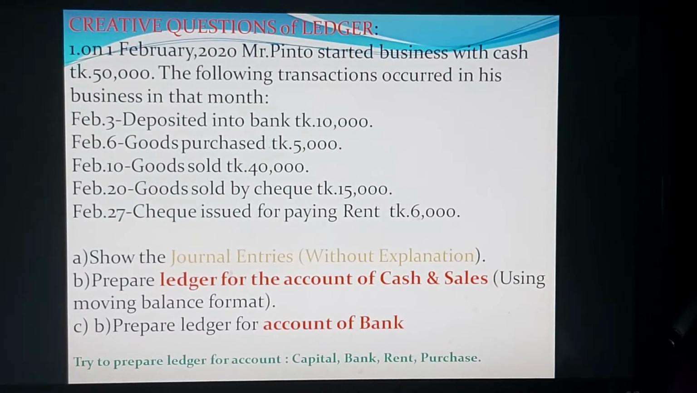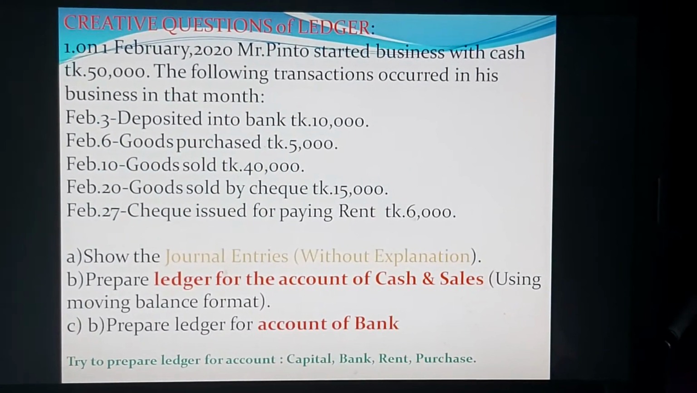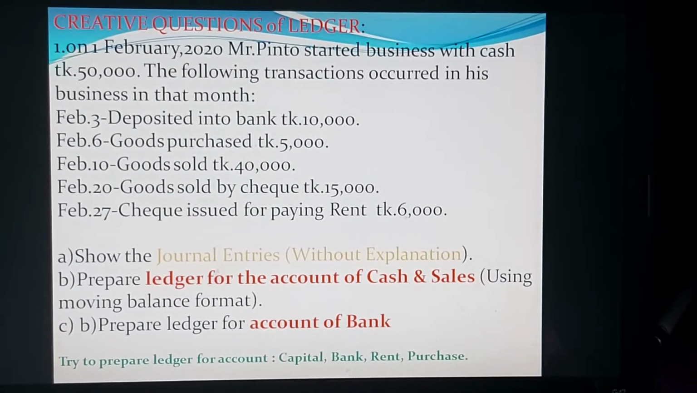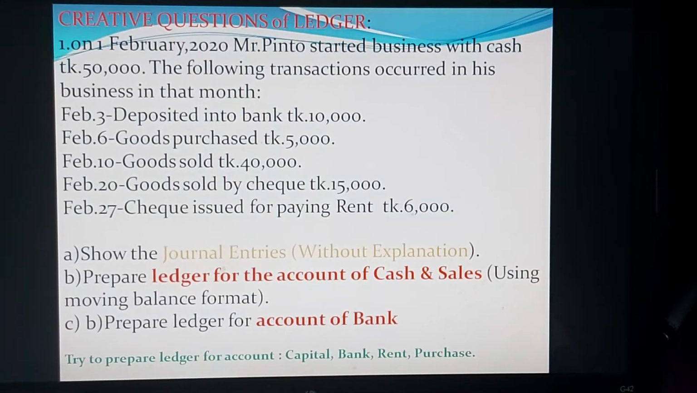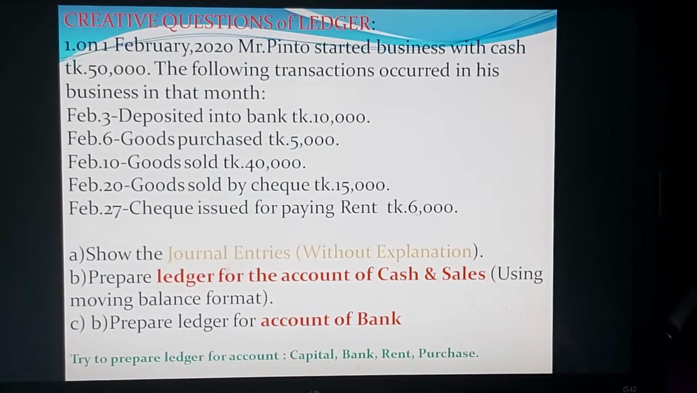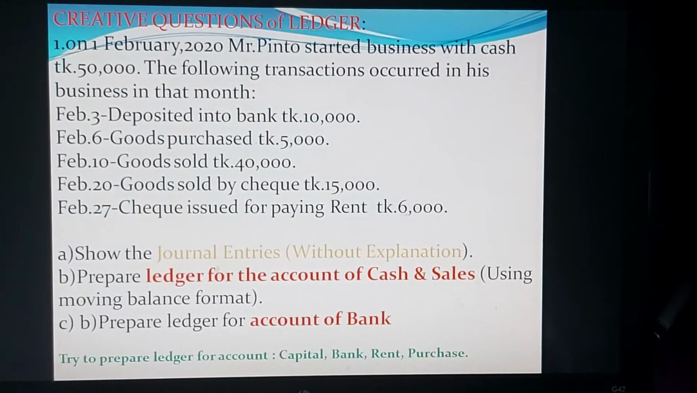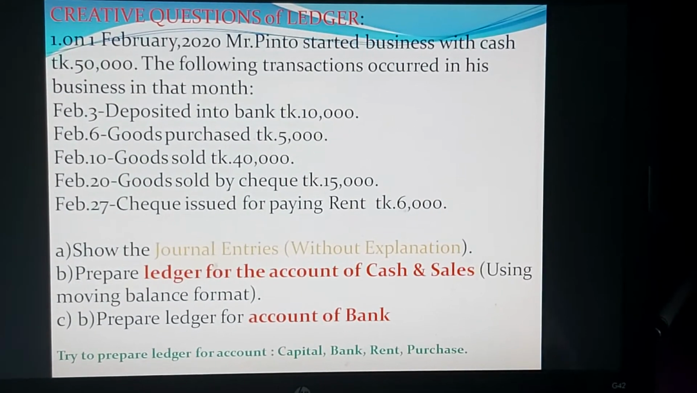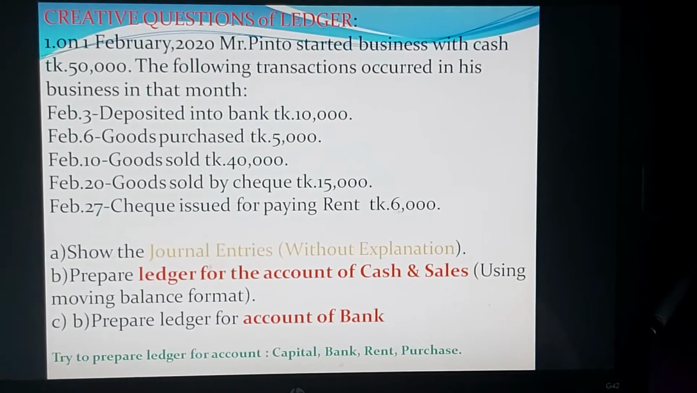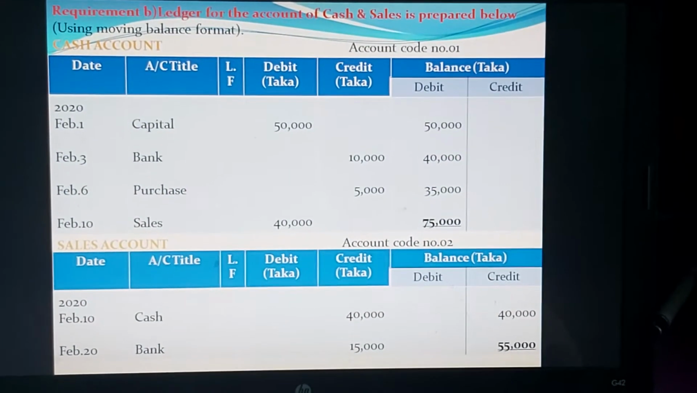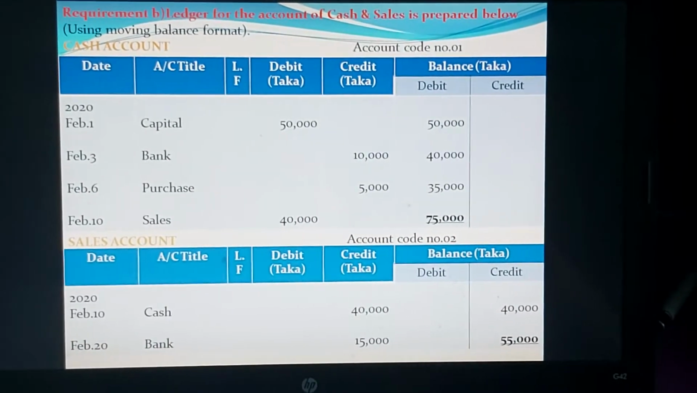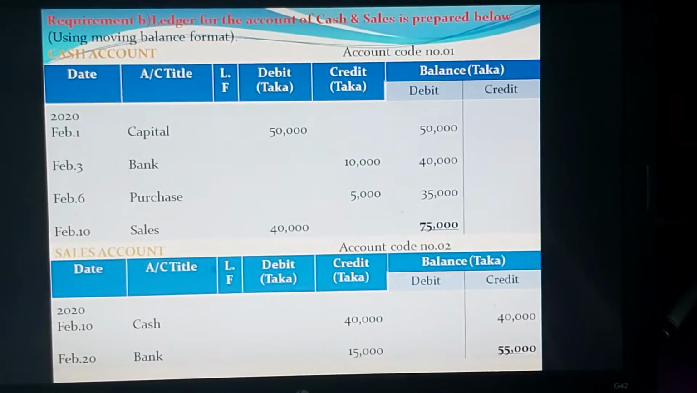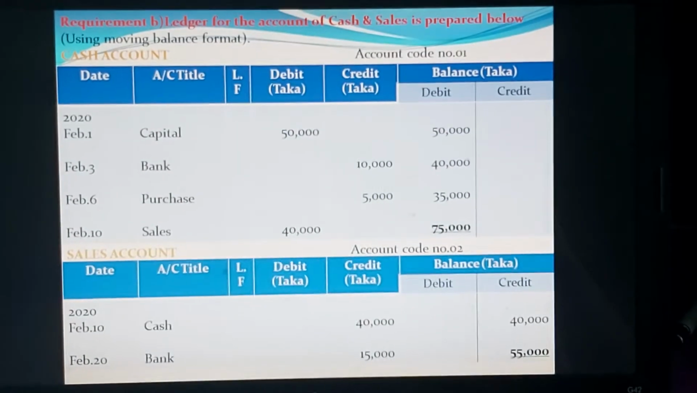You understood from the previous lecture of ledger, two balance formats are available: running balance and T format. Now you can draw a running balance format for preparing two ledgers, a cash account and a sales account. You can take help from this slide. Two accounts are opened. Requirement B: the ledger for the accounts of cash and sales is prepared below using running balance format.